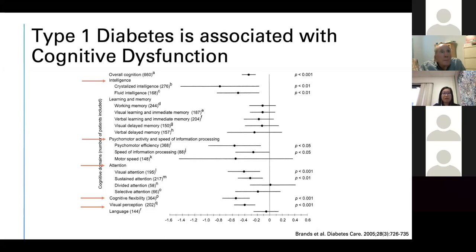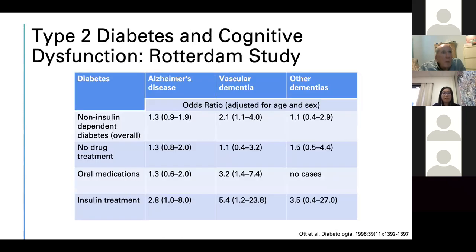patients with type 1 tend to have lower performance and intelligence, crystallized intelligence, which is primarily knowledge and facts, and fluid intelligence, the ability to reason and think. There are also noted deficits in processing speed, attention, cognitive flexibility, and visual perception, whereas learning and memory, as well as language, remained relatively spared.